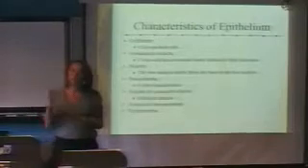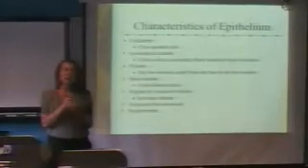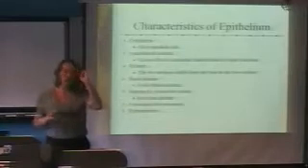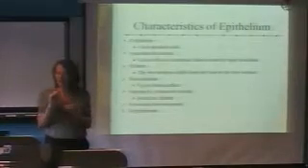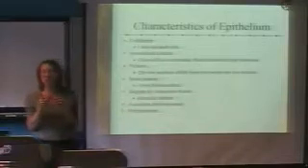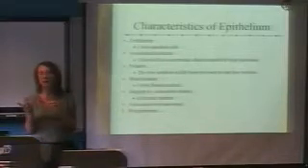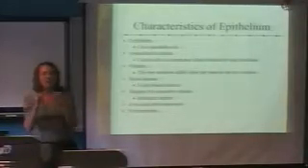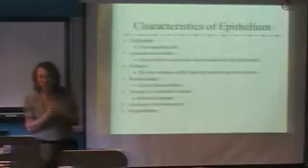Characteristics of epithelium: closely packed cells. Anywhere that we look on the surface of the body, these cells will be closely packed. They have very specialized contacts. They're held together by tight junctions as well as desmosomes, that we talked about last time, depending on where you are in the body. So they have specialized contacts between each other.